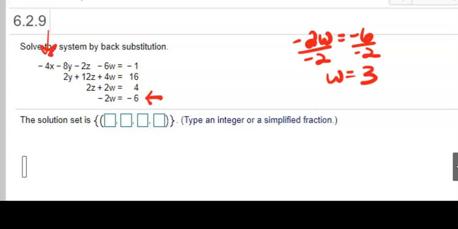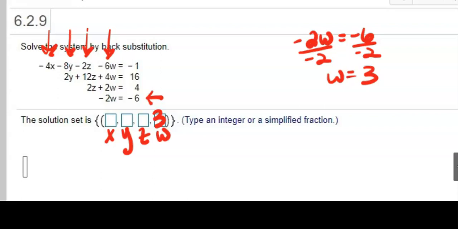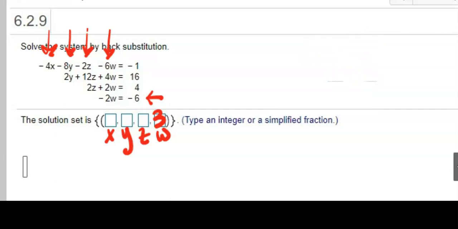Now this is kind of weird. Notice that we've got an x column, a y column, a z column, and now suddenly randomly a w column. That's the order down here. So this is x, y, z, and w. So I know that w is 3. The next thing I want to do is back up one more step. So I'm going to go up to the next row, and the next row says, well, hang on, still erasing. There's got to be an easier way to erase.